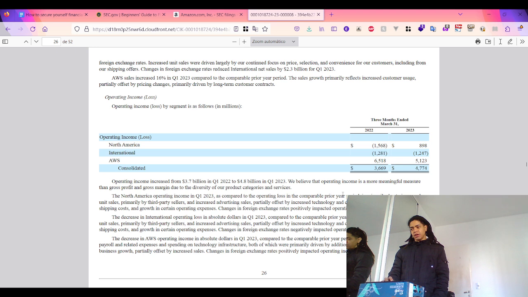We believe that operating income is more meaningful measured than gross profit. Completely. Exactly. Gross profit or gross margin. So if you remember, gross profit is after you deduct the cost of sales, whereas operating income is after you deduct operating expense.